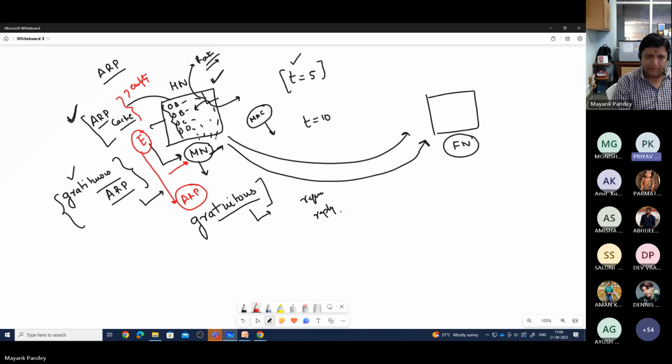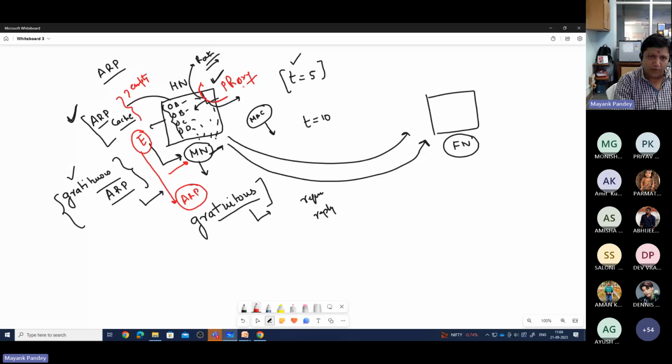It will send a gratuitous ARP. Who will send the gratuitous ARP? The home network. In that case, that is not known as gratuitous ARP. It is known as proxy ARP. Oh, yes, that was also there.